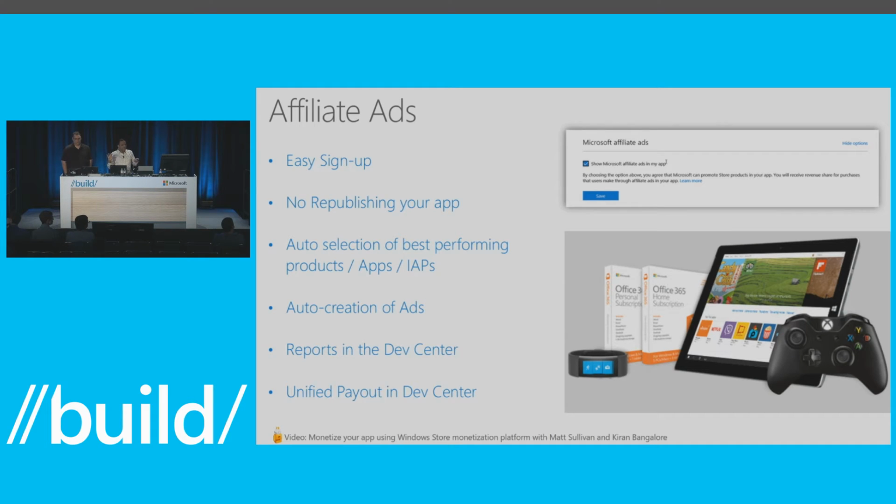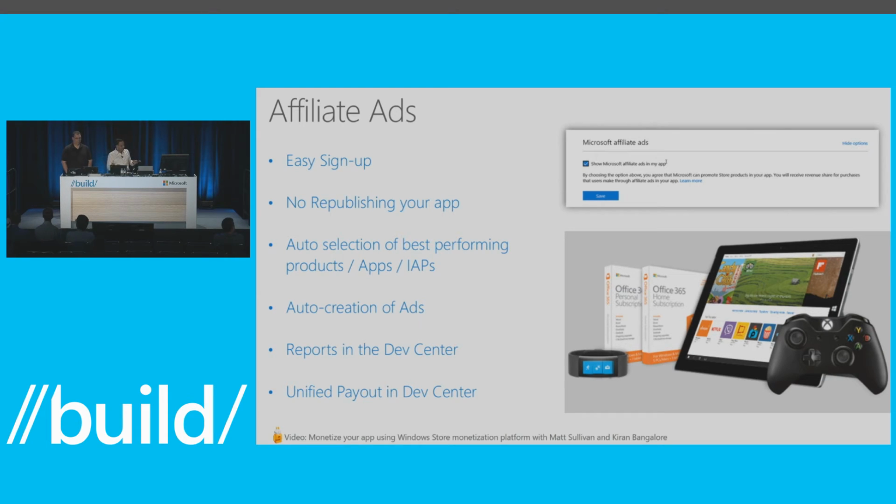And finally, it's business usual for you in terms of getting payouts. You go to DevCenter reports, ad performance report to see and evaluate the performance of affiliate ads and make right adjustments. And the payout happens to the DevCenter payout as well. So it's very, very straightforward.